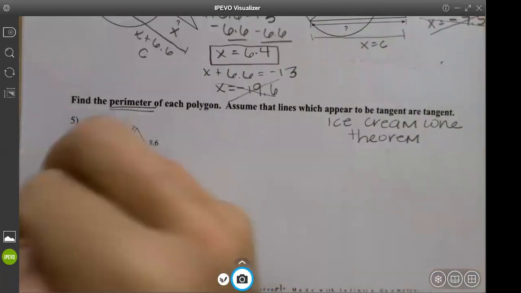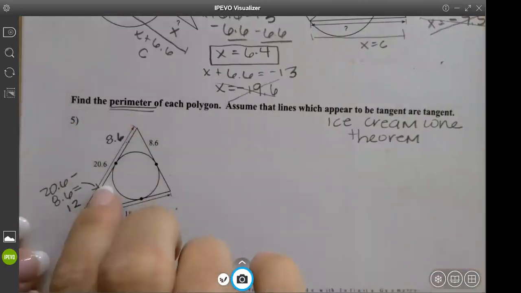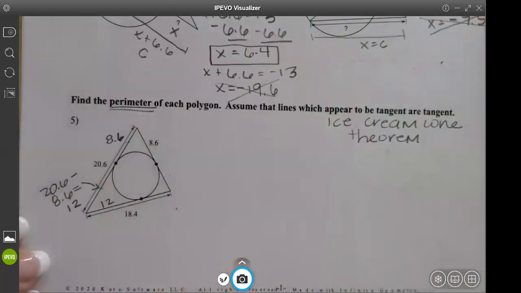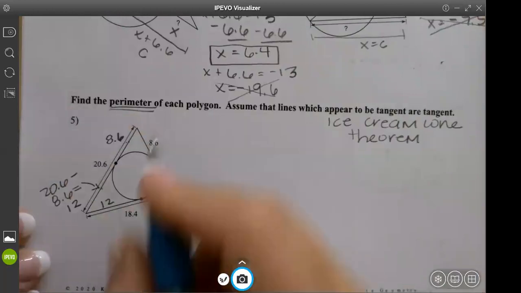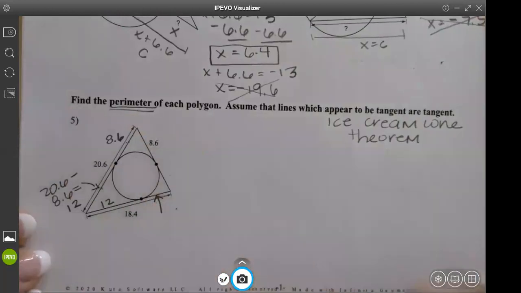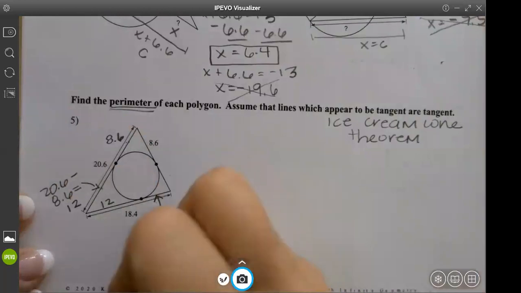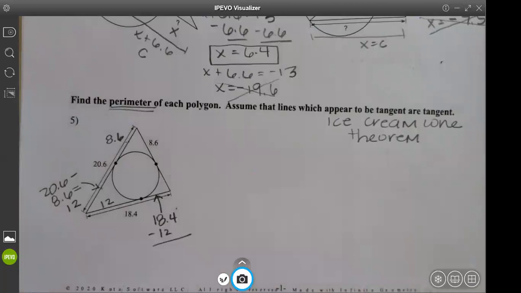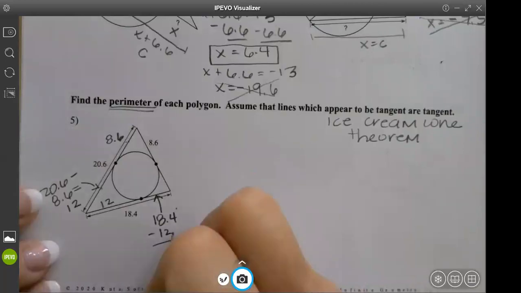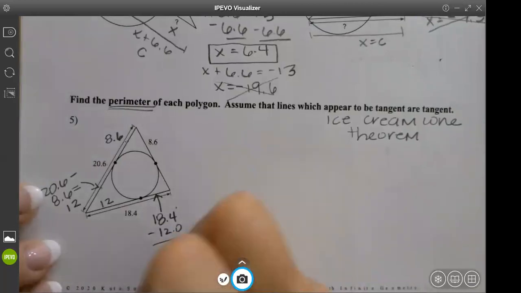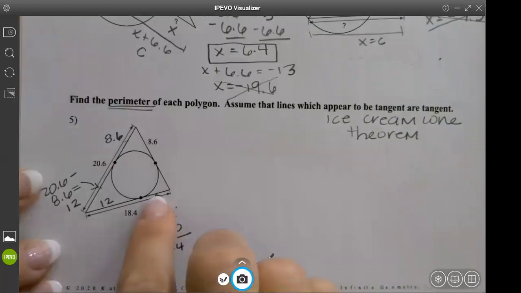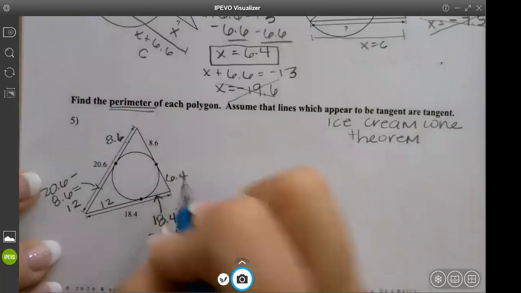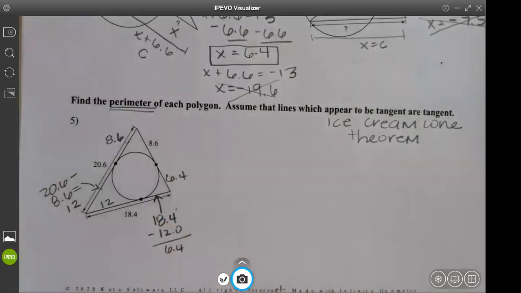12. So if this side is 12, what is this side? 12. So this little part is 12. If all of this is 18.4, how do I find this part? Subtract it, 18.4 minus 12 gives you what? 6.4. So if this little part is 6.4, what is this little part? It will always work that way, okay? So ice cream cone theorem.